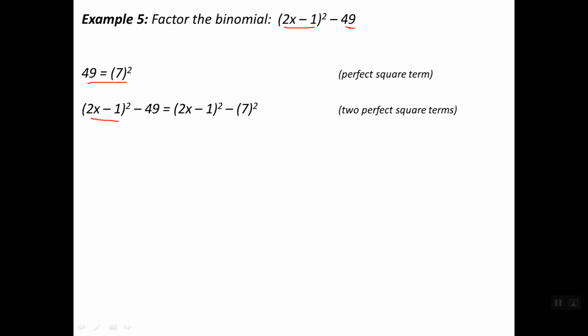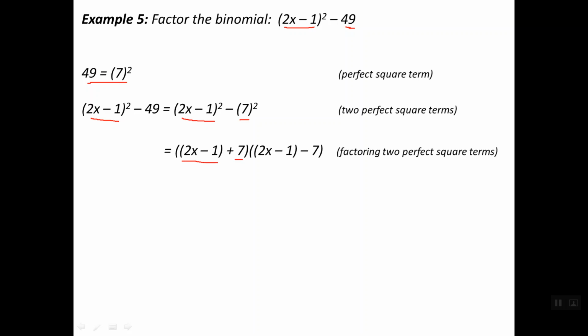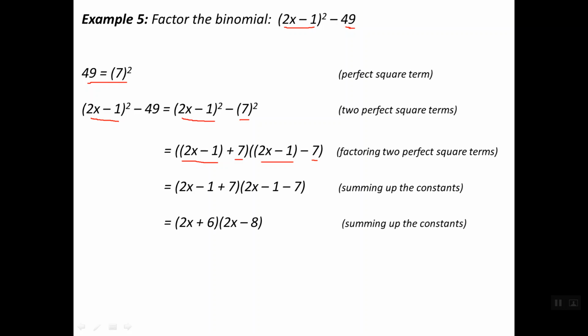So this is the first factor, which is 2x minus 1, and this is the second factor, which is 7. So this is the first factor, which is 2x minus 1 plus the second factor multiplied by the first factor minus the second factor. So we have now 2x minus 1 plus 7 multiplied by 2x minus 1 minus 7. So 2x minus 1 plus 7 is simply 2x plus 6, and minus 1 and minus 7 is minus 8. So we have these two factors.